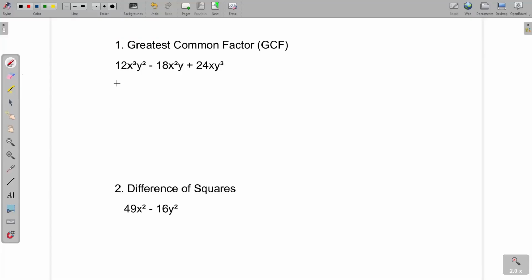Okay, hello everyone. Today we're going to be doing just some factoring, going over some of the different ones. And this is a really important skill to learn.